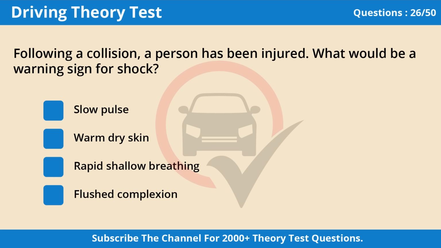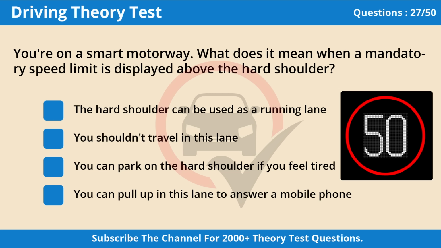Question 26. Following a collision, a person has been injured. What would be a warning sign for shock? A. Slow pulse. B. Warm dry skin. C. Rapid shallow breathing. D. Flushed complexion. The answer is C. Rapid shallow breathing.